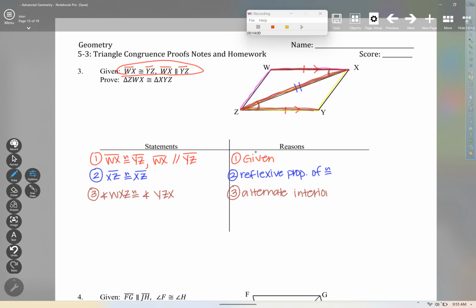Okay, and now both of our triangles have 3 markings. So if I go around, I have side, angle, side. And I can check it, side, angle, side. They share that side, so I can say side for both in the middle there. So I'm ready. Step 4, triangle ZWX is congruent to triangle XYZ because of side angle side congruency theorem. That checks out. Awesome.